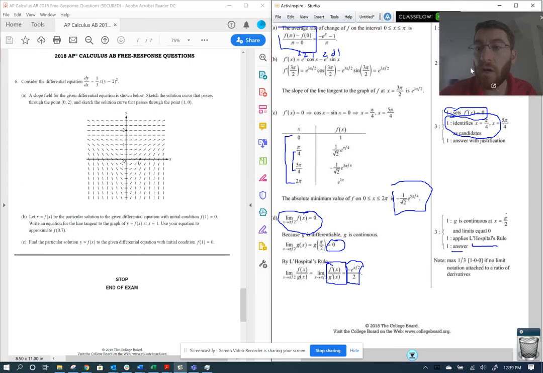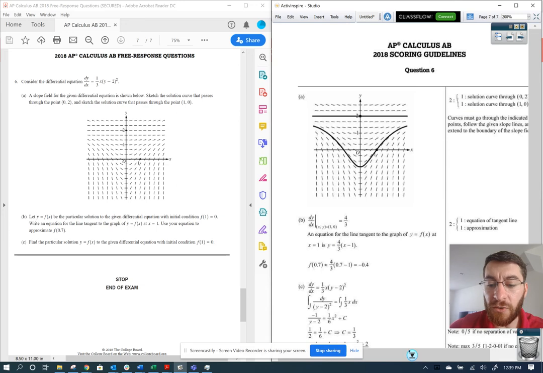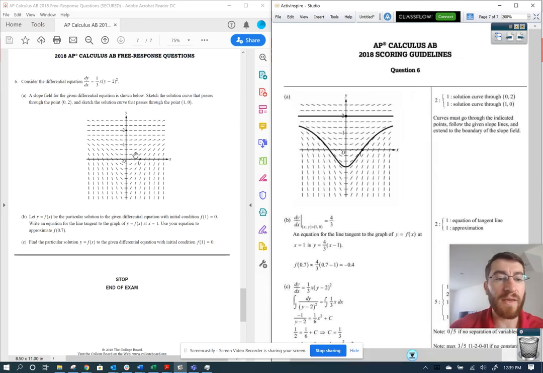This is cool. Okay, so number 6 is a huge differential equations problem, and we got a slope field. So we got a diffie-q here. It wants you to start by sketching out the solution that goes through (0, 2) and (1, 0). So this dot here, you can just visually tell there's a line that goes right through that, so you want to just draw that in. And then this dot here, you want to sort of just follow the curves, follow the current, follow it, and then it ends up being that.